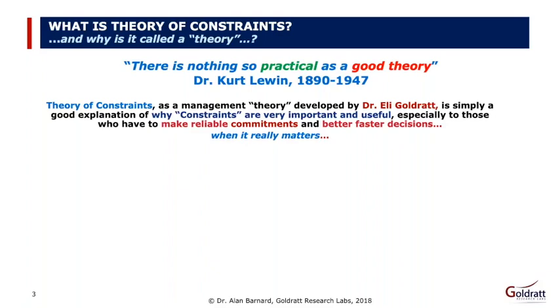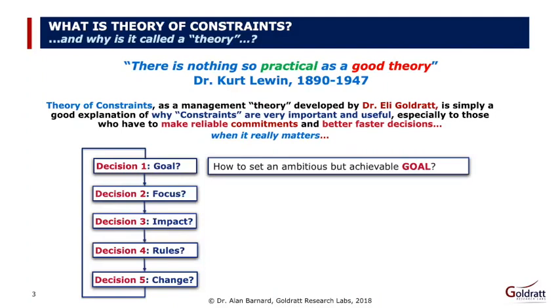So for example, why is a constraint or knowledge of a constraint in a system really important and useful? Well, it's important and useful for 5 key decisions that managers at any level of an organization have to make. The first one is, how do we set ambitious but achievable goals? Well, if I knew what the constraint of the system was and I knew the potential of the constraint, that helps me to set both an ambitious but an achievable goal.